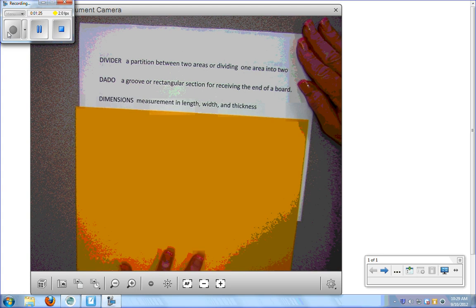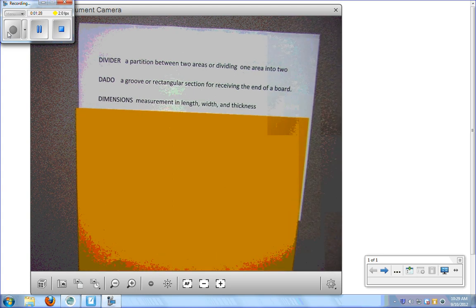Next word that we have is dimension. Dimension is measurement in length, width, and thickness. So when I say what is the dimension for your divider, you would tell me my divider is 8.5 inches long.